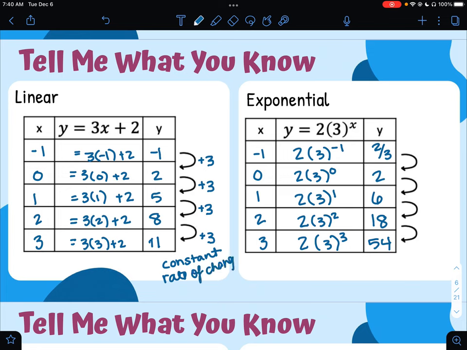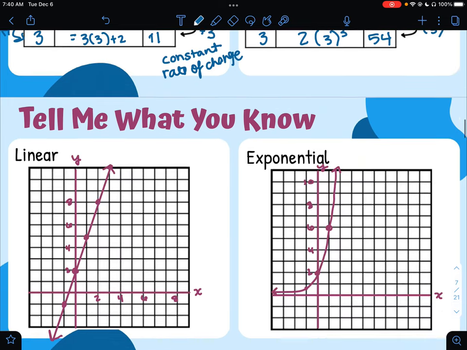To actually find the slope, we have to take this change in y and divide it by our change in x, which here is going up 1 unit each time. Exponential functions, for every unit that x increases, y multiplies by a factor. Here we should notice that 2/3 times 3 gives us 2. 2 times 3 gives us 6. 6 times 3 gives us 18. And 18 times 3 gives us 54.